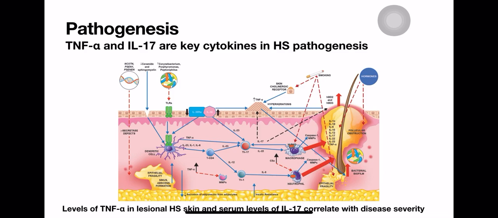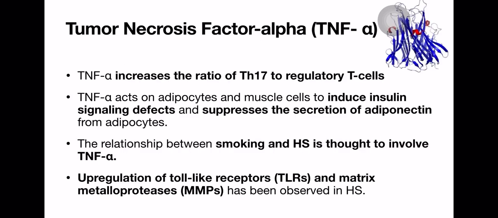So the immunopathogenesis of HS is complex and is still being elucidated, but several cytokines appear to be particularly relevant. So these are TNF-alpha and IL-17, because levels of these and serum levels correlate with disease severity. So first is tumor necrosis factor alpha.